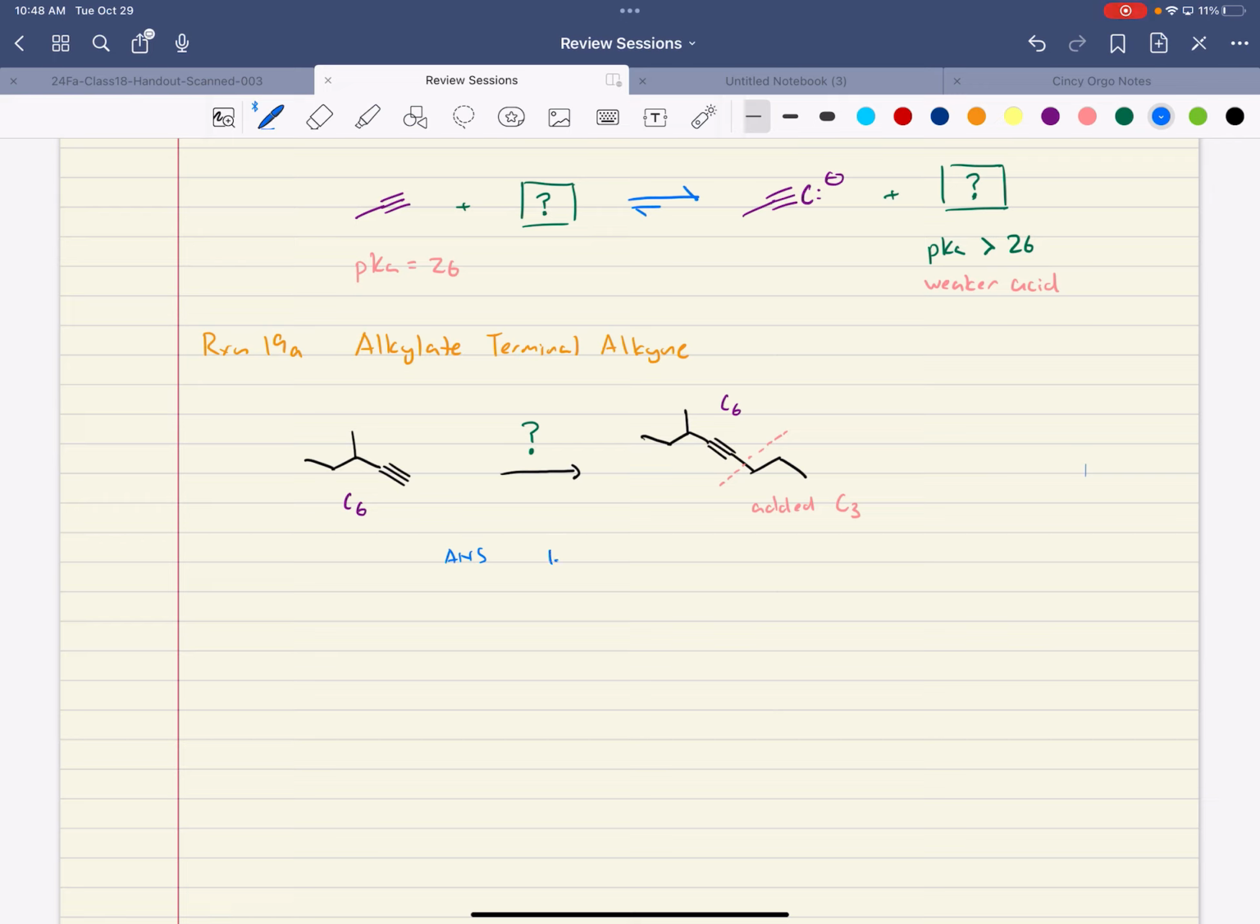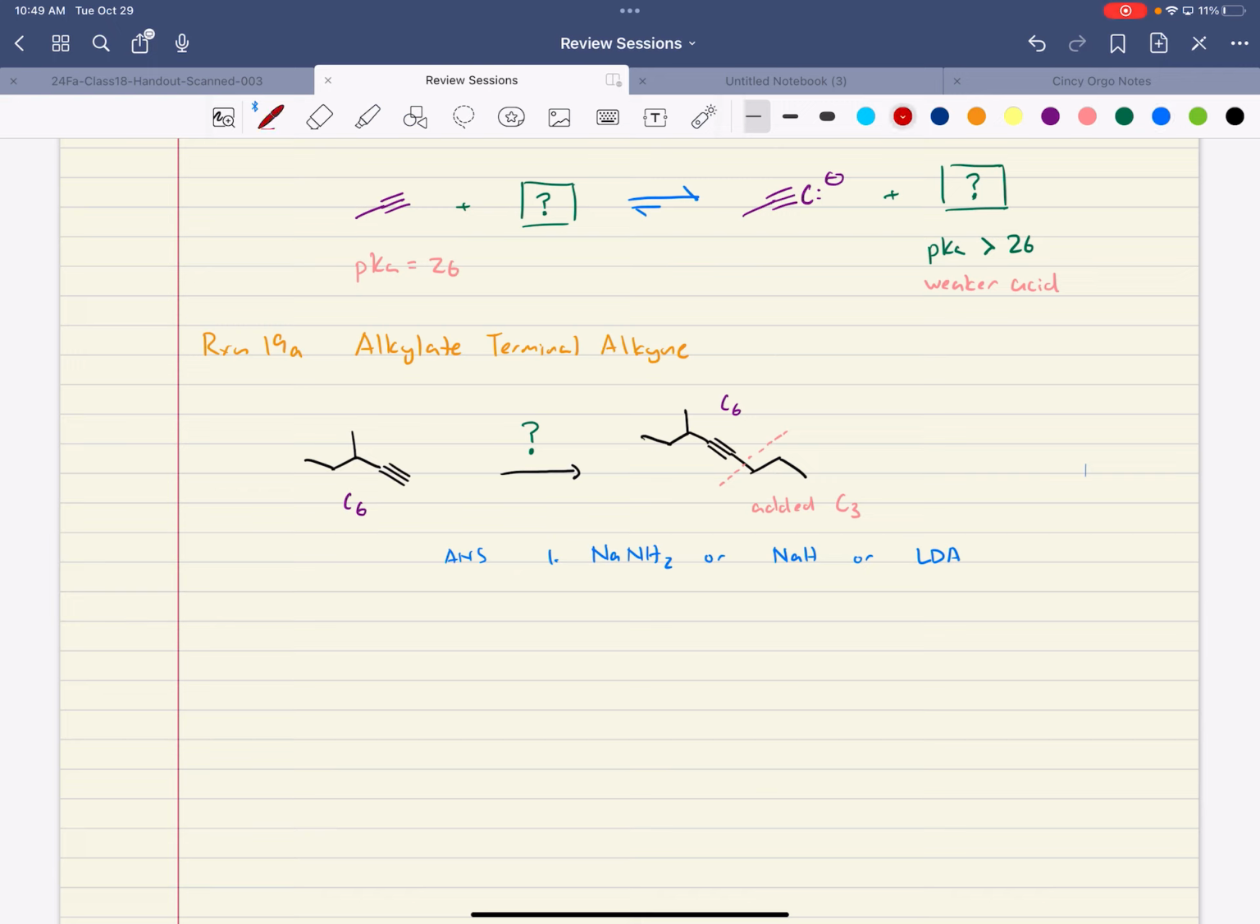Number 1, you're going to deprotonate the alkyne. So use a strong base. My favorite for alkyne deprotonation is NaNH2, or others that are okay, but NaNH2 is my favorite. NaH, okay, or LDA.